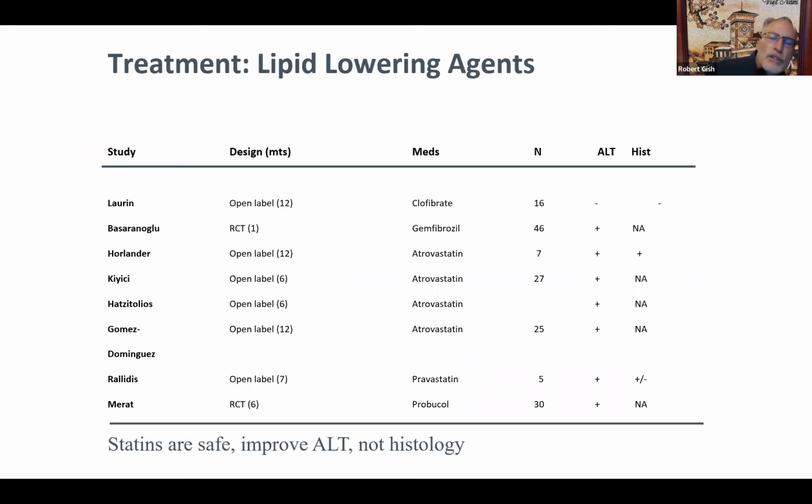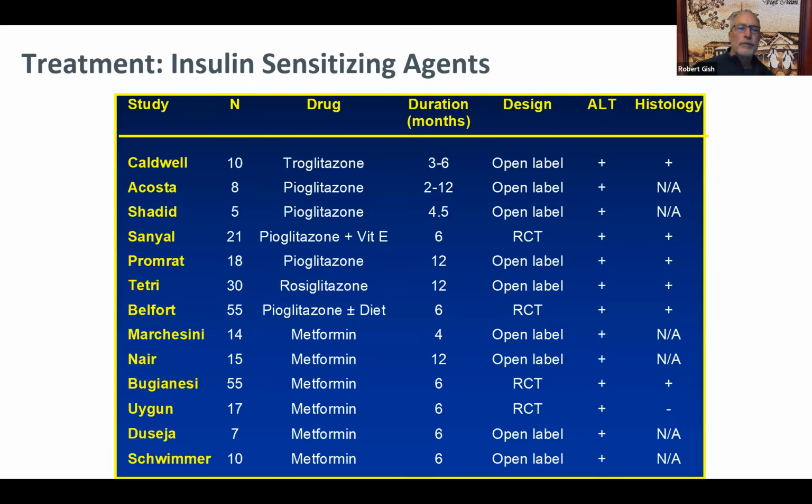Lipid lowering agents, just showing these do improve ALT, but rarely do they do biopsies. And if they did, they didn't show direct association. I hate Pioglitazone because of bladder effects, heart failure, fluid retention. I just don't think it's a good drug, but vitamin E is safe, and I think it's very useful.